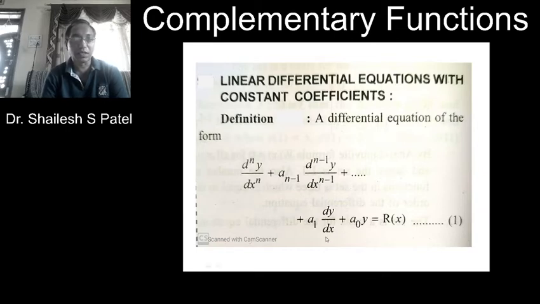You can see here the general form of nth order differential equation is d raised to n y by dx raised to n plus a(n-1) d raised to n minus 1 y by dx raised to n minus 1 plus dot dot dot plus a1 dy by dx plus a0 y equal to r(x). R(x) means the right hand side function. Here the coefficients of all the derivatives a(n-1), a1, a0 are constants. Like second order differential equation we can write as d square y by dx square plus a1 dy by dx plus a2 y equal to r(x). So these kind of equations we need to solve.